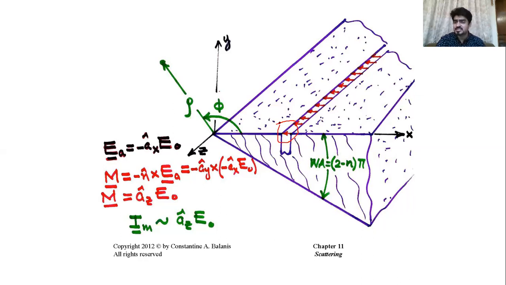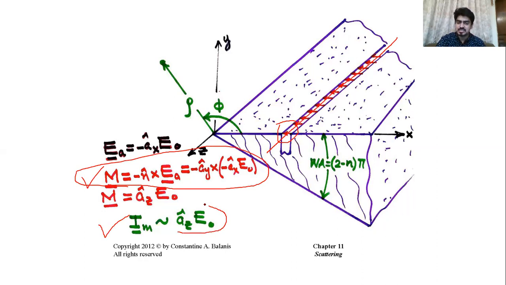So when we have this kind of slot, we can equate it with the equivalent magnetic line source having this magnetic current density M, which can be found using this expression, right? So we can have an equivalent problem where you have a magnetic line source placed right on top of the wedge at phi equals alpha, and that will be given by this Im equals Az times E0. Okay, so this is a practical application of that.